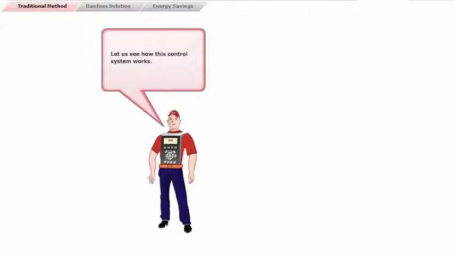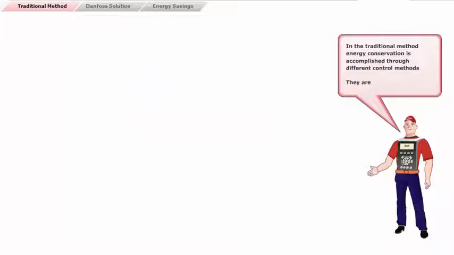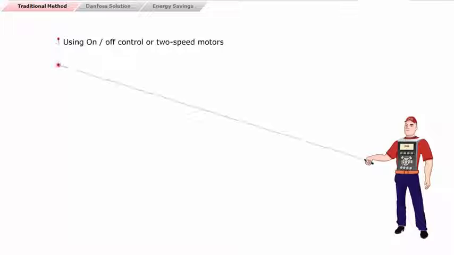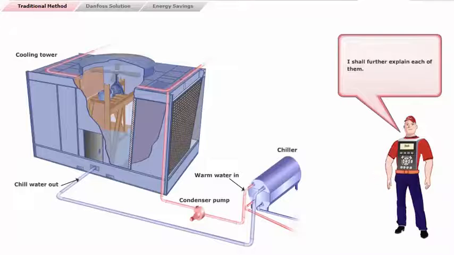Let us see how this control system works. We shall first start with the traditional system. In the traditional method, energy conservation is accomplished through different control methods. They are using on-off control, or 2-speed motors, using adjustable pitch blade fans, and modulating discharge dampers for centrifugal fans. I shall further explain each of them.